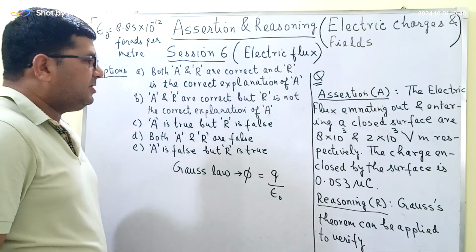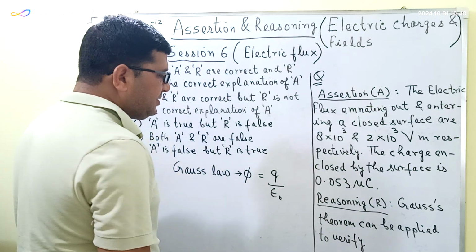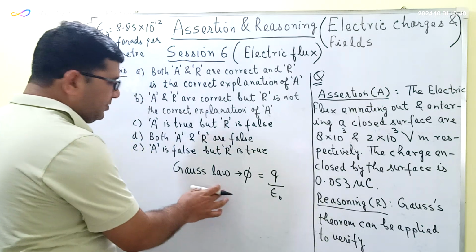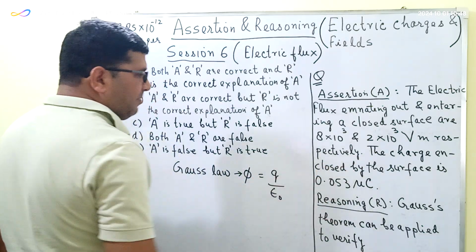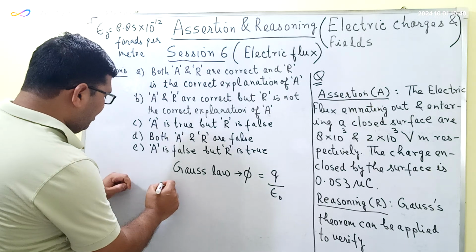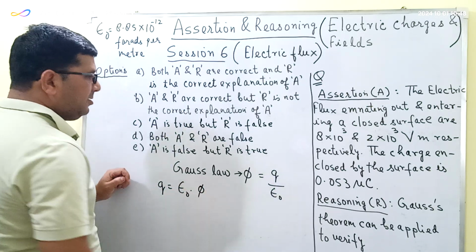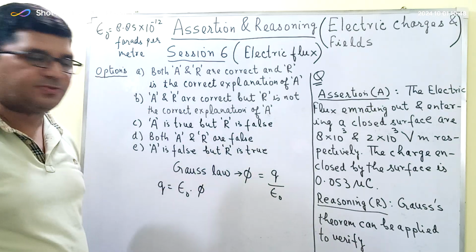So this is the value of the permittivity of free space, and so in this question we have to find the charge which is enclosed by the surface. The value is given here, that is equal to 0.053. So what I will be doing is I will be using this Gauss theorem in order to find the charge enclosed by the surface. So Q will be equal to epsilon naught into the flux which is passing through this closed surface.